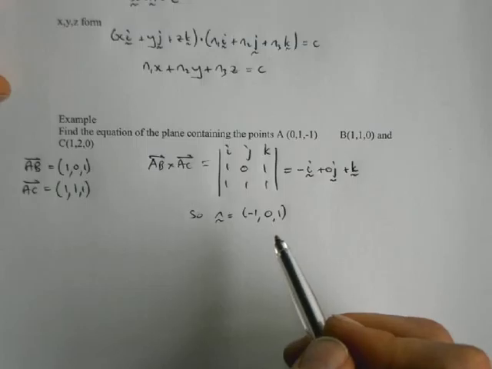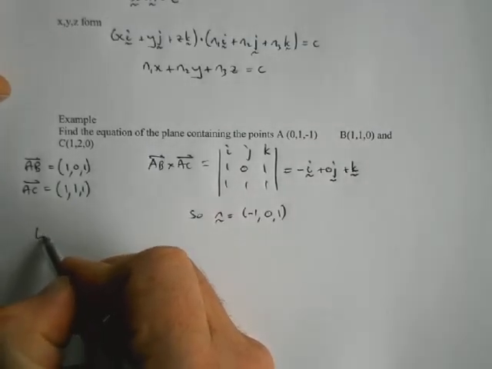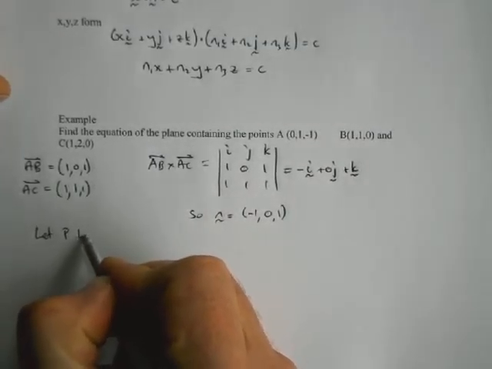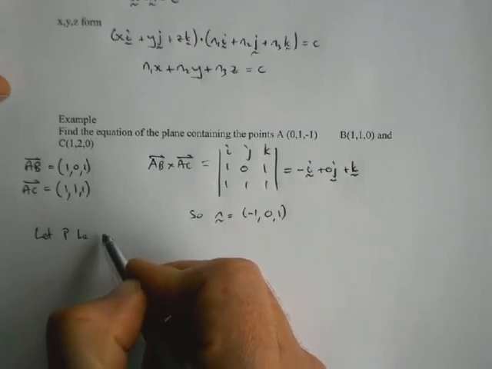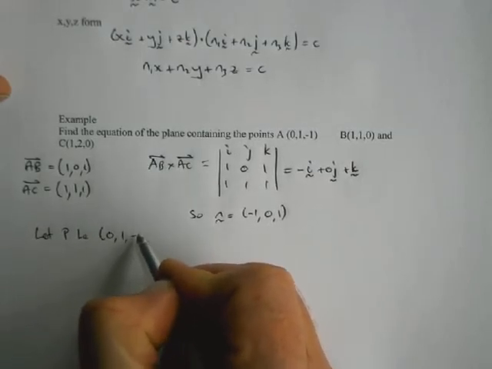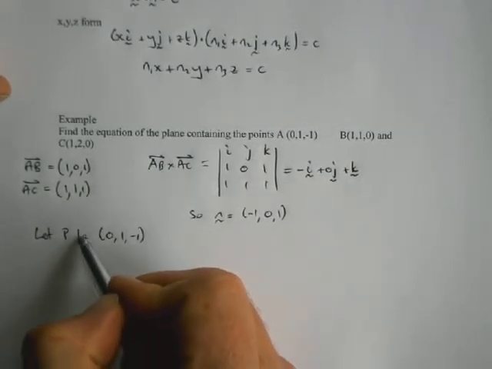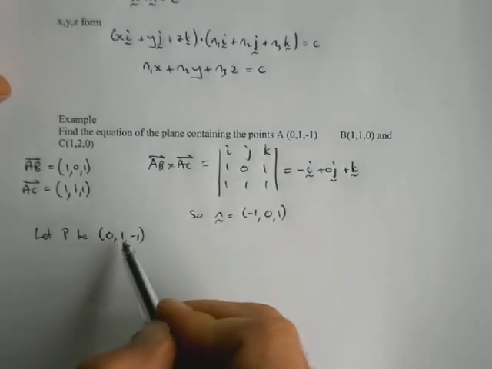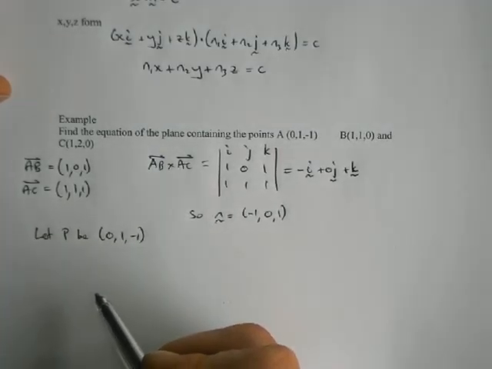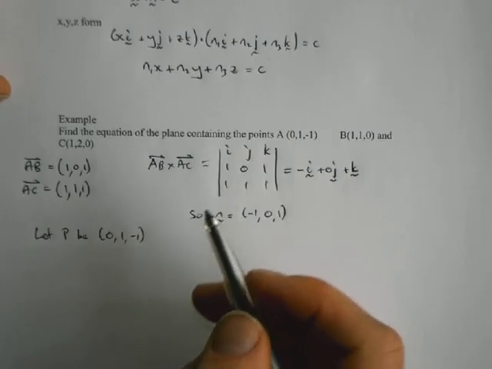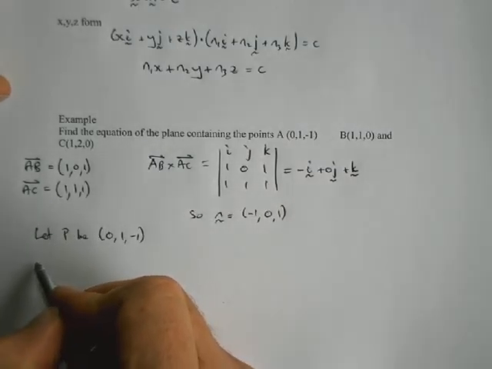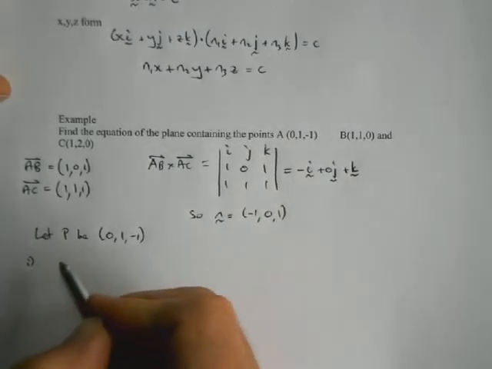Okay, so we now have a normal vector, and we can take any point in the plane. So let P be any point in the plane. So let's just do point A, 0, 1, negative 1. So now we have a normal vector and a point P which is in the plane. So we can go and write the equation of the plane in three different forms.